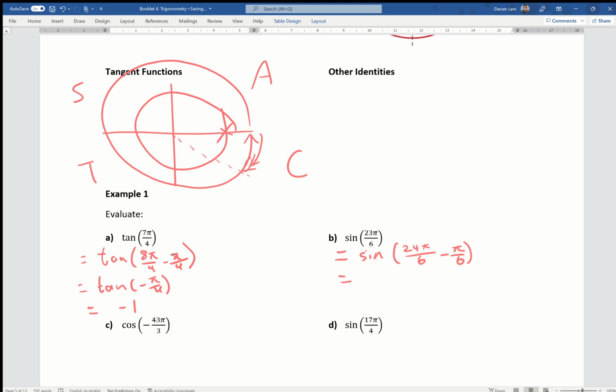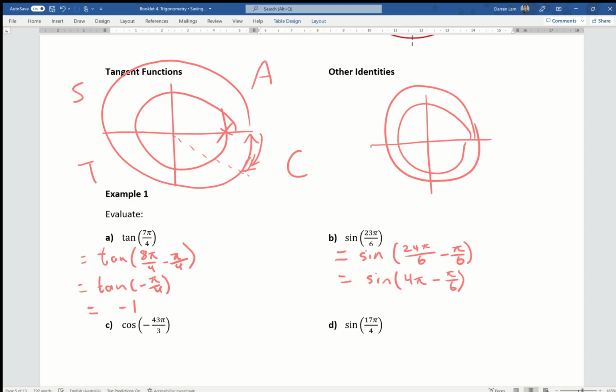So equals sine of, I know 24 pi on 6 is the same as 4 pi, my apologies. And we end up with that. And of course, 4 pi being a multiple of 2 pi means it just goes around twice. So if I was to draw it out, I'd go 1 and then 2. Right? And then we do our negative pi on 6. So it's the same as saying sine of negative pi on 6. And I can show that graphically.